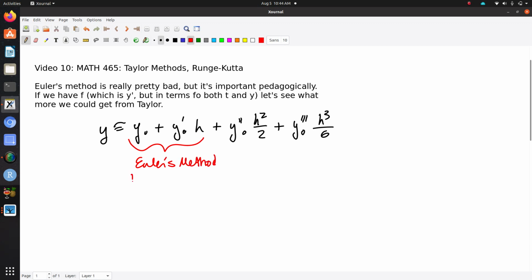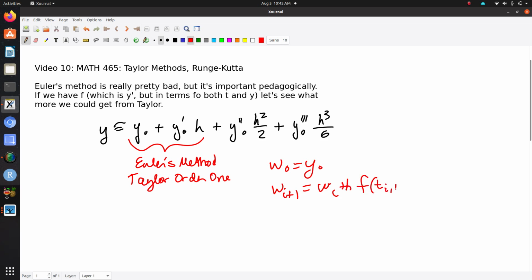or in other words, Taylor order 1. Okay, and when we do Euler's method, just to review from the last video, you start off with whatever your starting value is from your ODE, and then you're going to increment this guy, and so forth. Okay, let me try to clean that up a little bit.